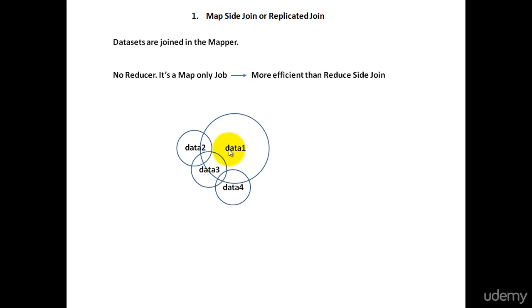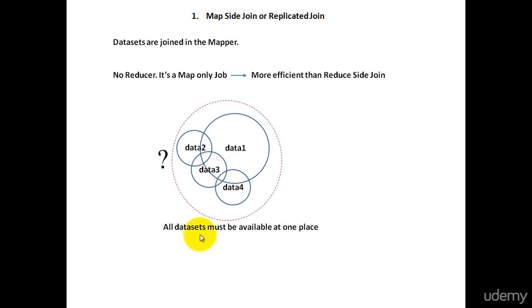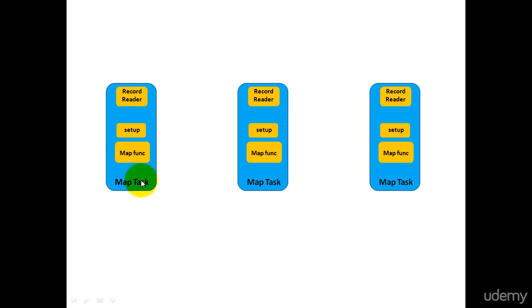This is a special type of join between one large dataset and many small datasets. Why must all the datasets be small except for one dataset? As said in the previous session, if you want to do a join, then all the datasets must be available at one place. Either it should be available in the mapper or it should be available in the reducer. Since this join is done on the map side, all the datasets must be available in the mapper.